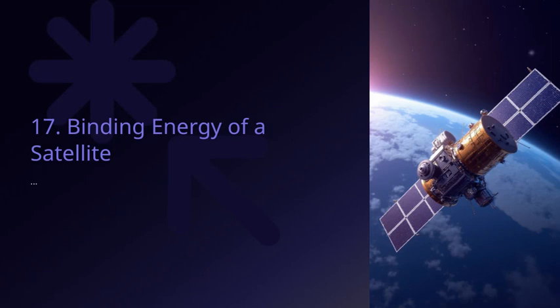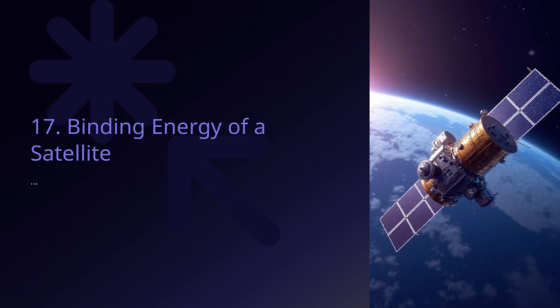Let's talk about the binding energy of a satellite. When a satellite is in orbit, it's actually held there by the gravitational pull of the planet. The binding energy refers to the amount of energy needed to remove the satellite from its orbit and send it flying away into space. Essentially, it's the energy required to overcome the gravitational attraction holding the satellite in place.